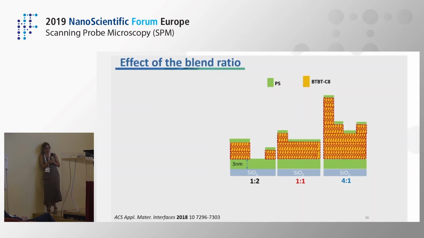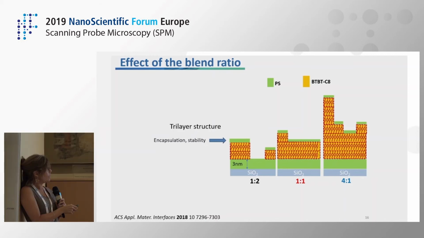So doing this kind of analysis for the three blend ratios, this is the result. So there is certainly a phase separation giving this tri-layer structure with polystyrene on the top with this very low thickness, which serves as encapsulation of the devices and to increase the stability, as I will show you in the following. With BTBT-C8 in the middle, with high crystalline quality, which serves for the charge transport in the device, and on the bottom the polystyrene, which serves as the electric passivation of the silicon dioxide.